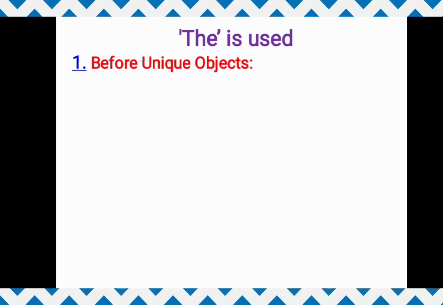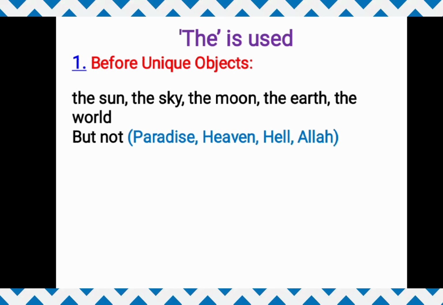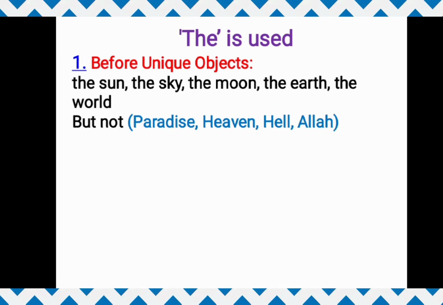"The" is used before unique objects like the sun, the sky, the moon, the earth, the world, but not universal objects. We do not use the definite article with universal objects like paradise, heaven, hell, Allah. That is the first use of the definite article in English grammar.